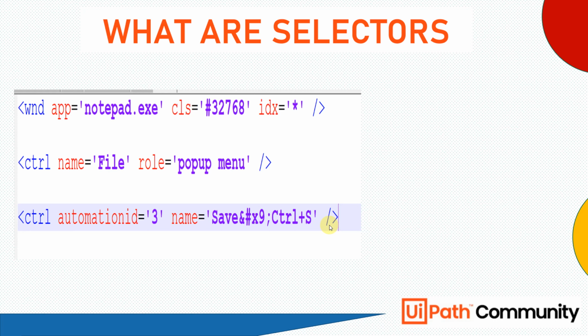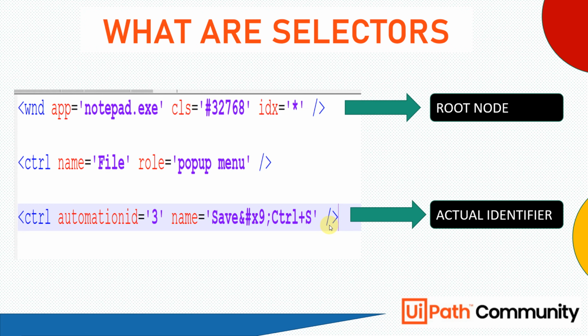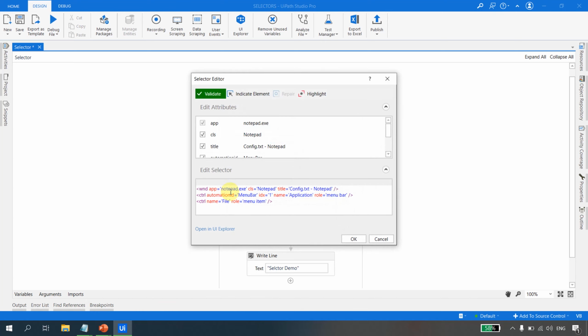Let us drill down into the selectors. The first one is called the root node, and the last one is the actual identifier. What exactly do I mean by a root node and an actual identifier? If I go back to the selector of the Notepad and open it, you will see the first line is always notepad.exe and the title.